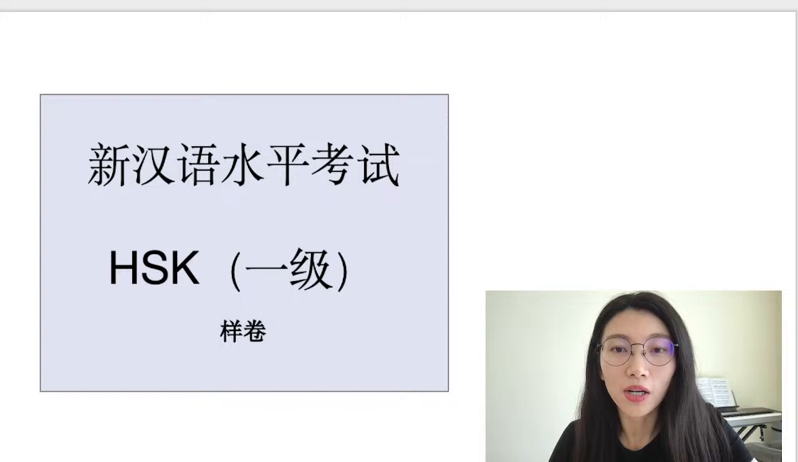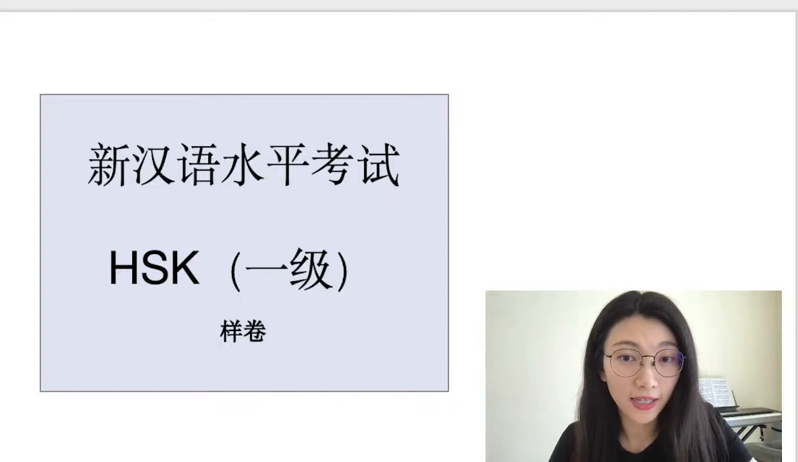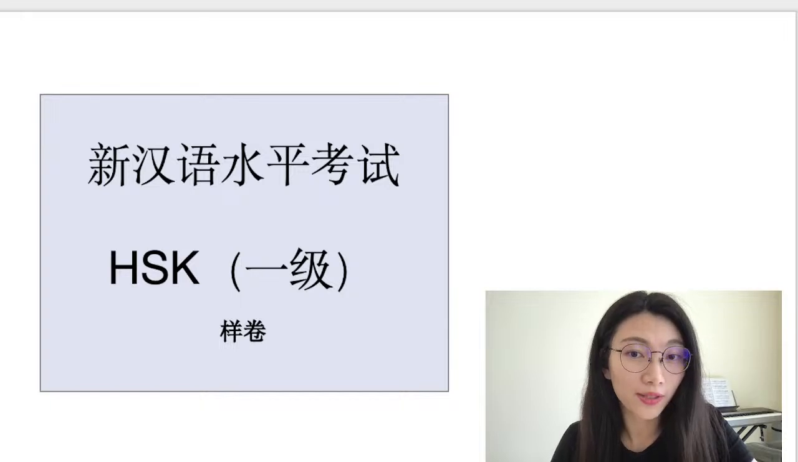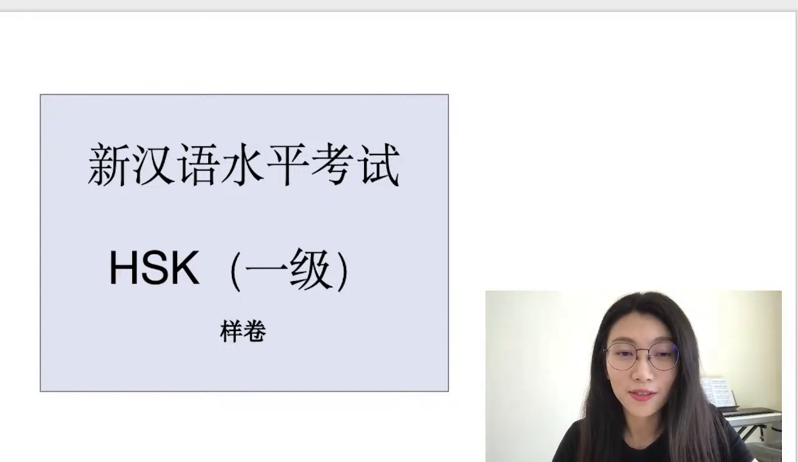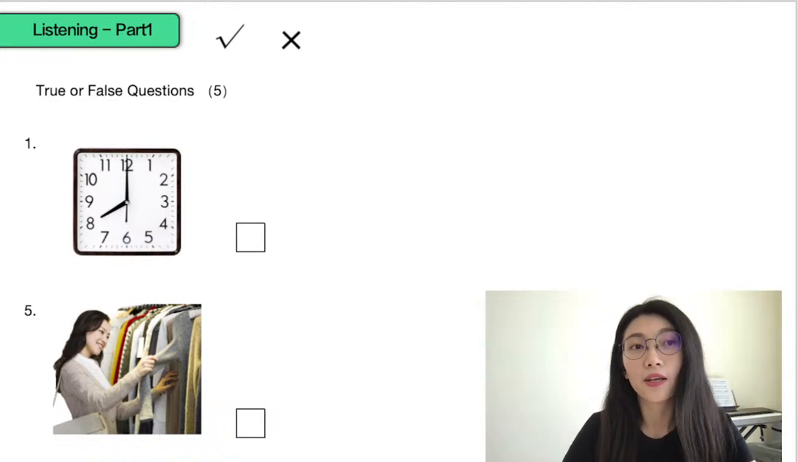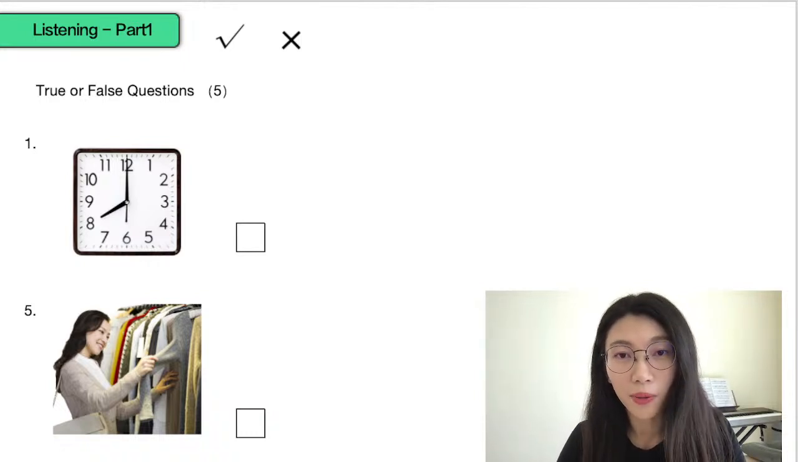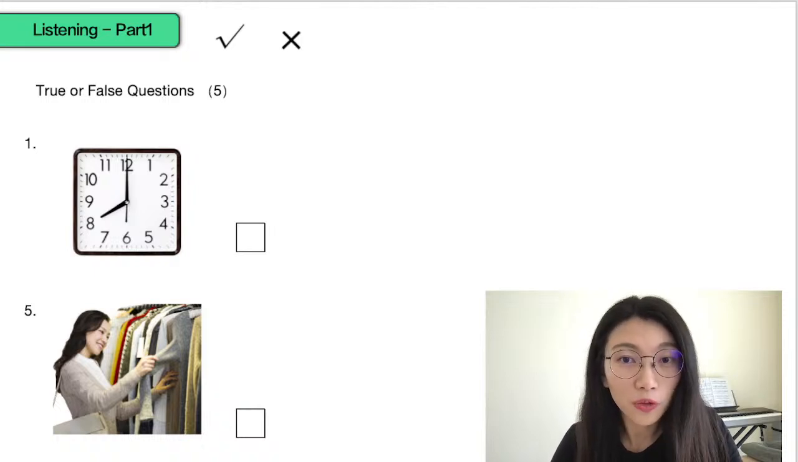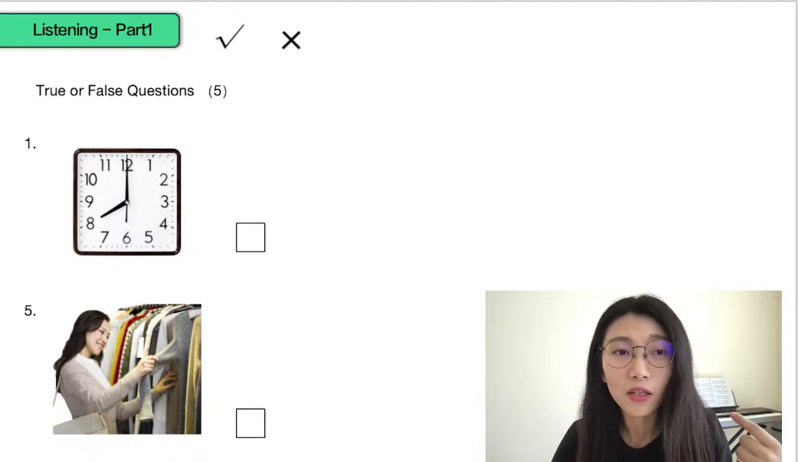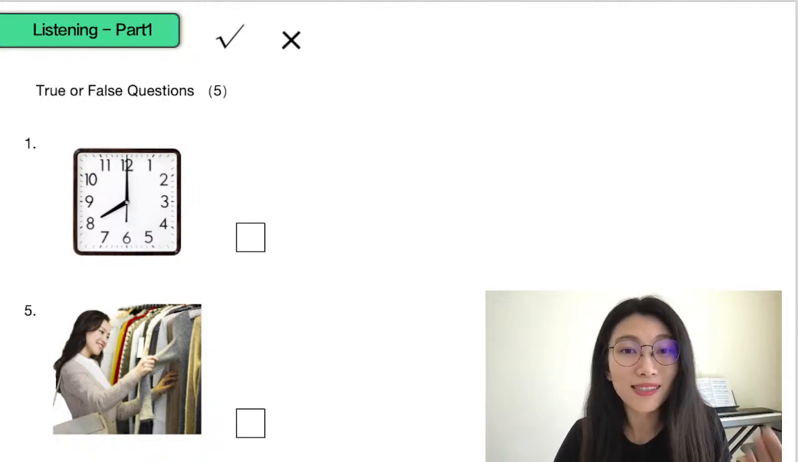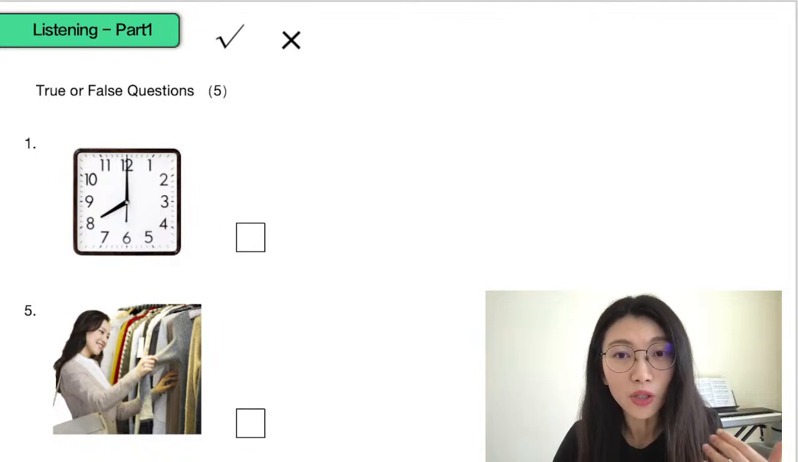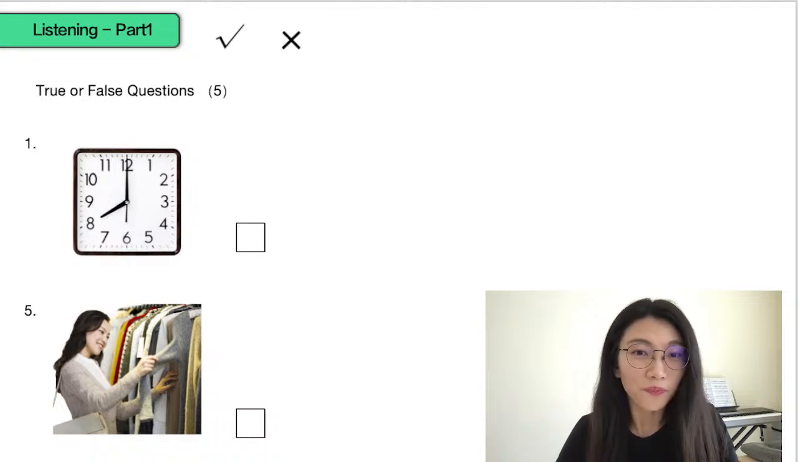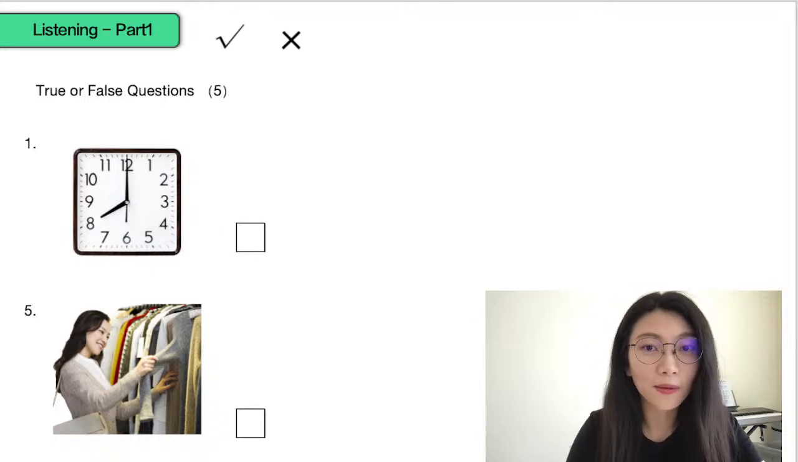Now I will guide you to study the HSK1 sample test together. So let's go through the first part, the listening part, part 1. In total it has 5 questions, and it's a true or false question. We will hear a conversation or a short sentence, and based on the content you hear, you need to decide whether the picture on the paper is correct or not. So before we start, let's look at the pictures.